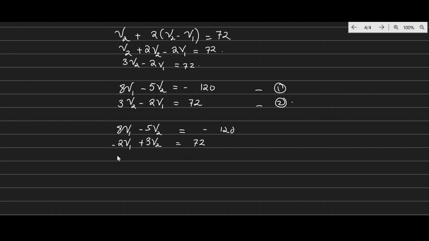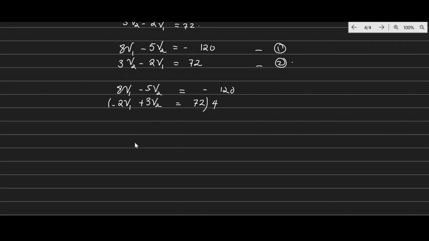Now, I told you you can use any method you find comfortable. I'm going to use elimination, where I'm going to get rid of V1. For me to do that, I'm going to multiply the second equation by 4, because I want the coefficients of V1 to be the same. I've chosen the coefficient of V1 to be 8, so even for the other equation, its coefficient must be equal to 8. Let us simplify that.